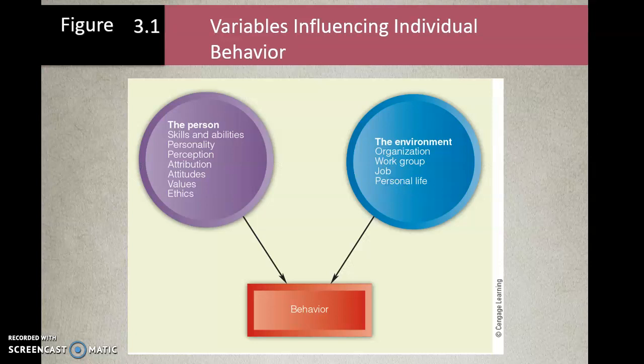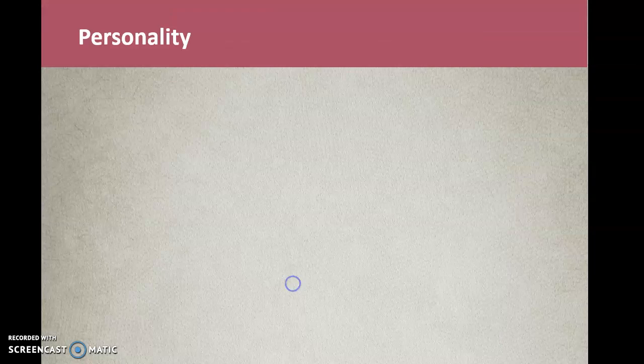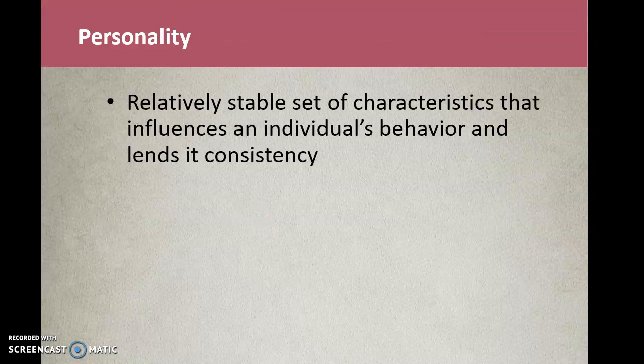So if we look at the variables for influencing individual behavior, you need to study the person, but again, you also have to understand and study the situation, because a person has skills and abilities. They have their personality, their perception, their attribution, attitudes, values, ethics. But the environment is the organization, the work group, the job, the personal life, and all of that plays into the behavior.